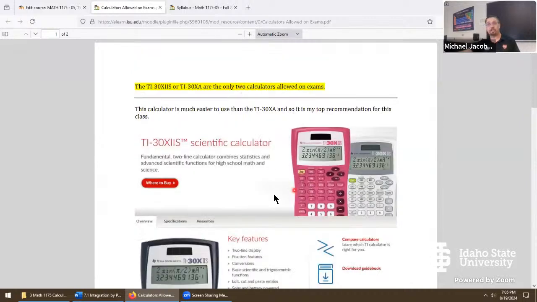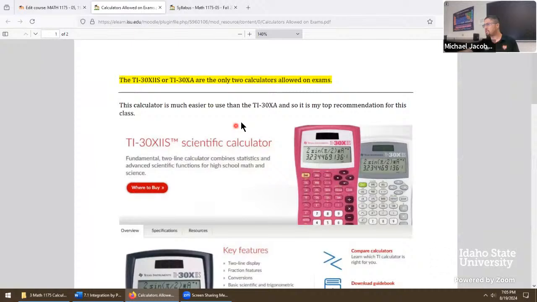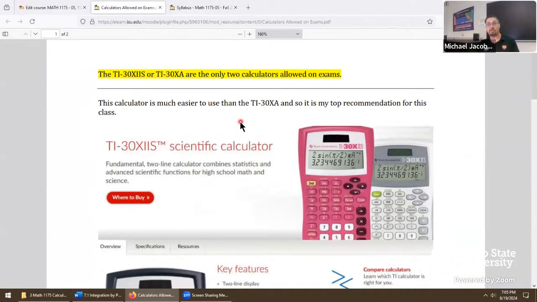And this one is the one I generally recommend here. I think it costs something like $15 or so. So that's our recommended calculator for exams. I always let you know if there's going to be a problem on it that specifically requires a calculator, so you won't have out of nowhere a requirement of typing in a bunch of stuff that you didn't expect.